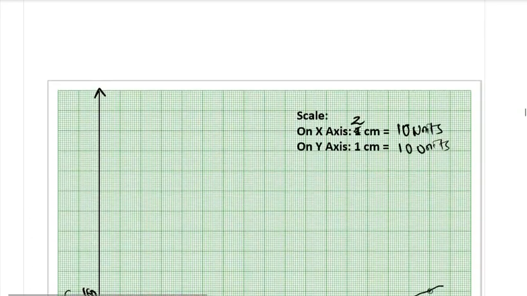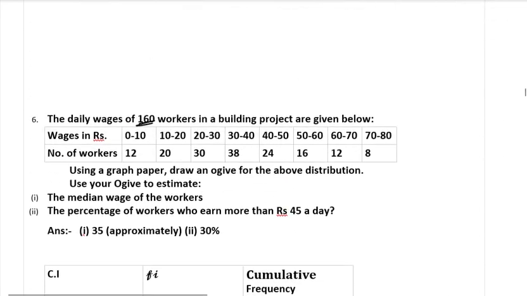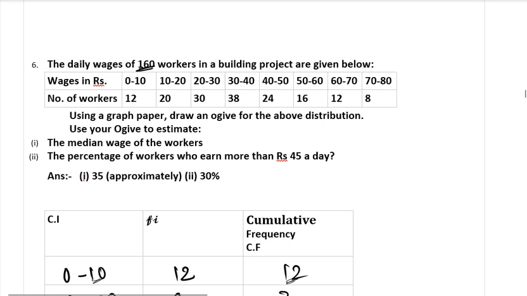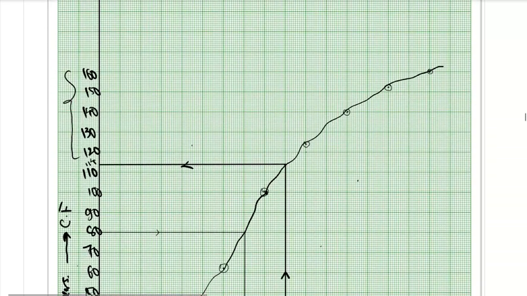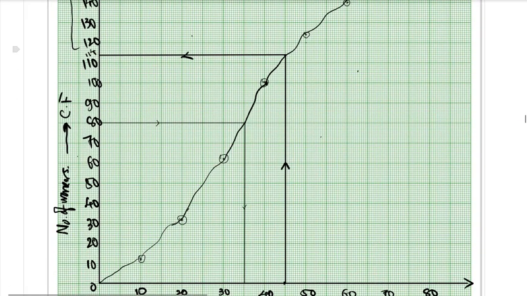Let's check the answer. And the answer is 30%. Oh my god, the answer is not correct. What is the reason behind that? The reason is this ogive. If this curve would have been smoother, maybe we could have got some different number over here.